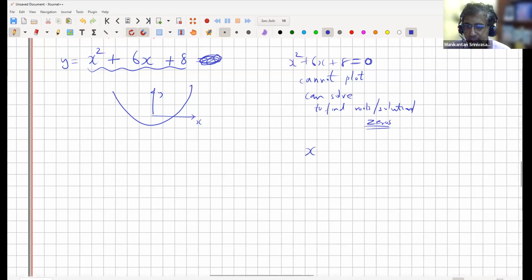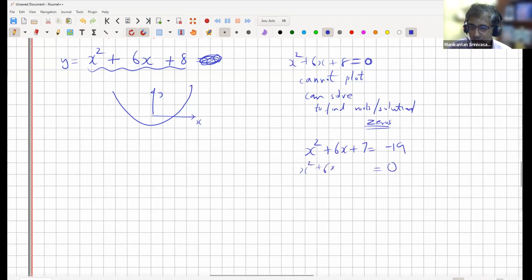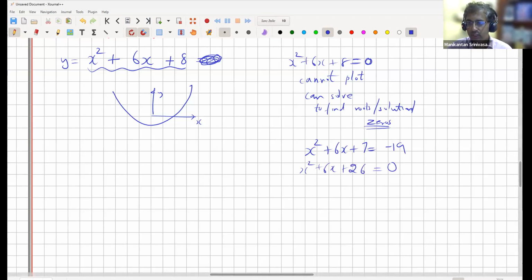And note that the right-hand side need not always be 0. For example, the problem could be like this, minus 19. As long as you can write something equal to 0 by pushing stuff around, it still remains an equation. So don't think the equation has to always end with equal to 0, right? You can manipulate it and write it as equal to 0.